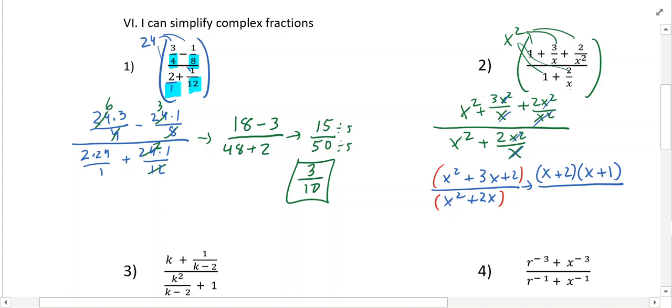In the denominator, same thing. You want to say, is there anything you can factor? And yeah, you can factor out a GCF of x.